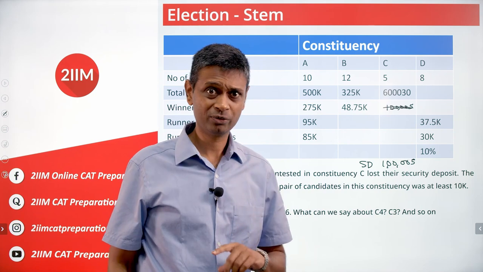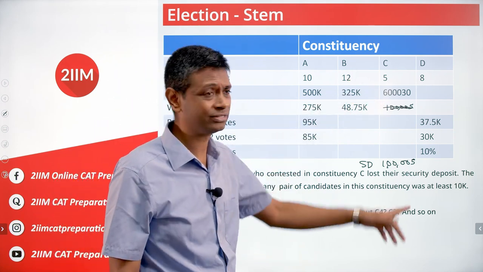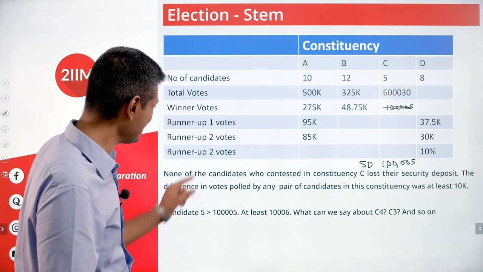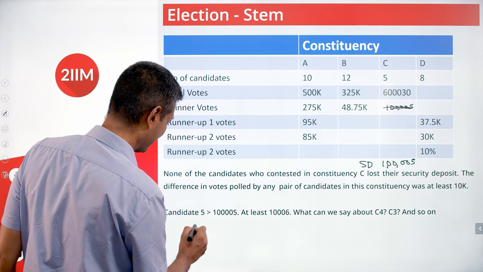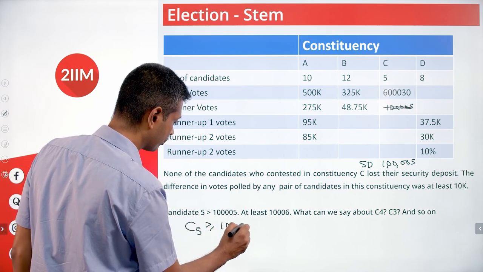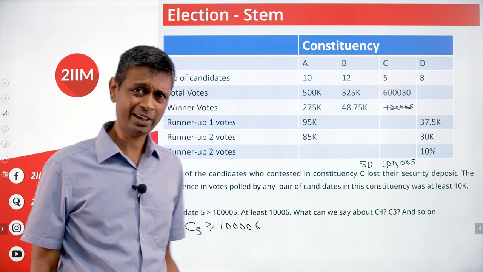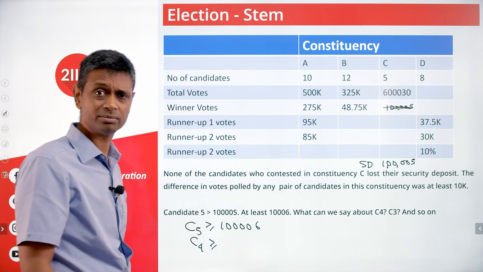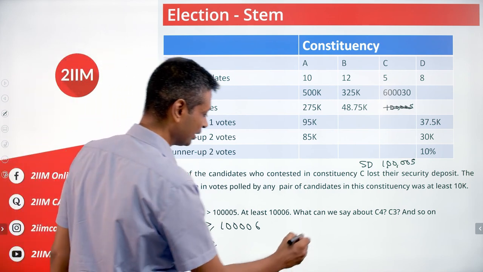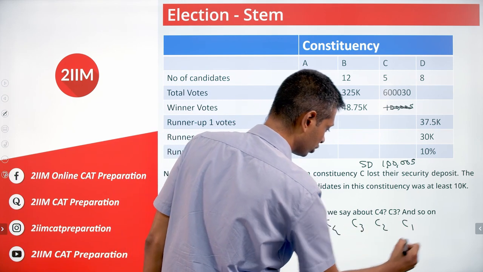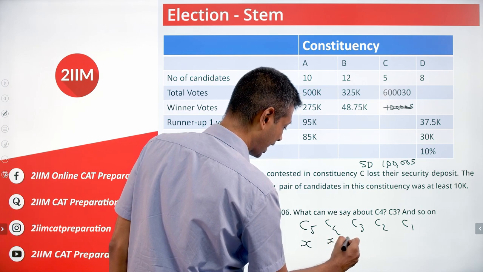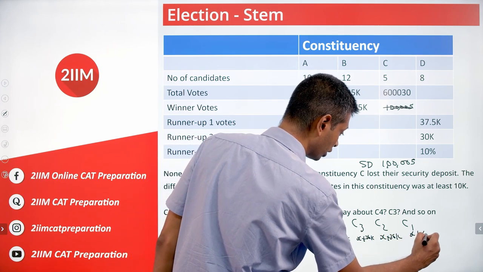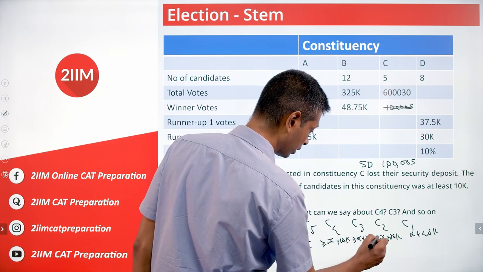Beautiful. That's not the only thing. We also know that among the 5 candidates, the gap between any two of them is at least 10,000. It's brilliant. So the least one, candidate 5, has got more than 1 lakh 5, or candidate 5 got greater than or equal to 1 lakh 6. I'm going to write it down like this. Why? Because candidate 4 is greater than or equal to 1 lakh 6 plus 10,000. At least a 10,000 gap should be there. So if I write this like C5, C4, C3, C2, C1: this is X, this is X plus 10K at least, this is X plus 20K at least, this is X plus 30K at least, this is X plus 40K at least. So each of them is greater than or equal to this, greater than or equal to this, greater than or equal to this, greater than or equal to this.